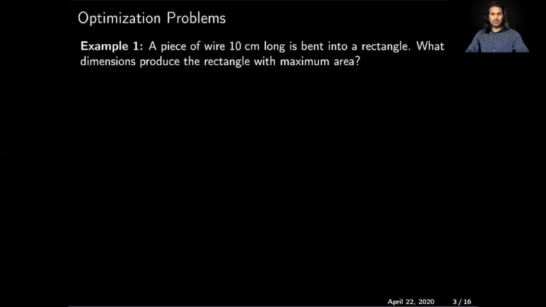In this example, let's first read the problem and try to understand what the objective is and what the constraints are. A piece of wire 10 centimeter long is bent into a rectangle. So I can find a keyword. The keyword is a rectangle. So I will draw that diagram. I have a rectangle, and the wire is bent into that rectangle. What dimensions produce the rectangle with a maximum area? So our objective will be to find the maximum area of this rectangle.